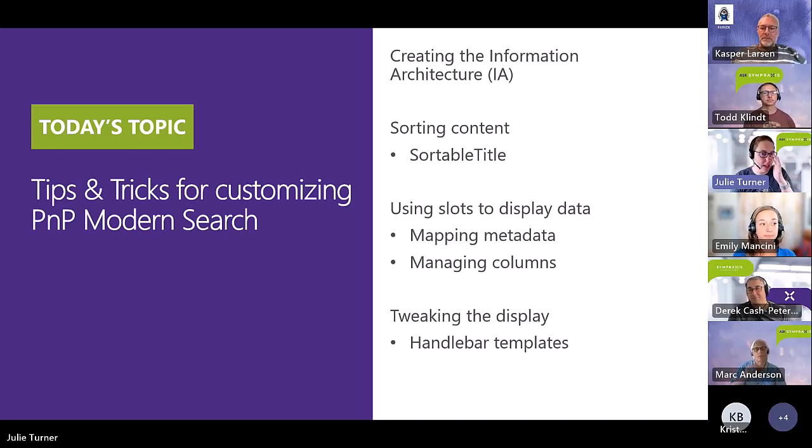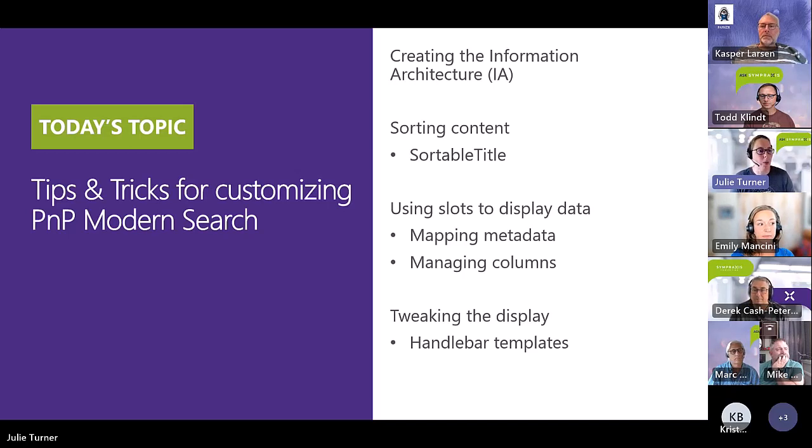We're going to be talking about creating an information architecture. Essentially this is a lot of tips and tricks. We're going to talk about sorting content and sortable title, and there's some special stuff to talk about with that. Then we're going to go into the various ways we can customize the way we display data. Derek's going to help us talk through mapping metadata and managing columns. And then I'm going to do a little bit on tweaking the display with handlebars, templates, and result templates. We'll jump into that when we get there.